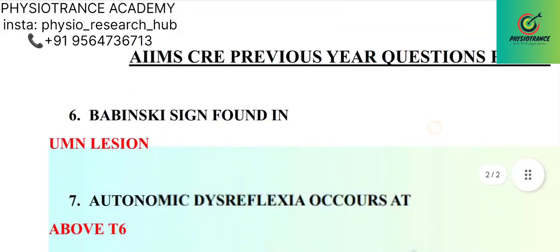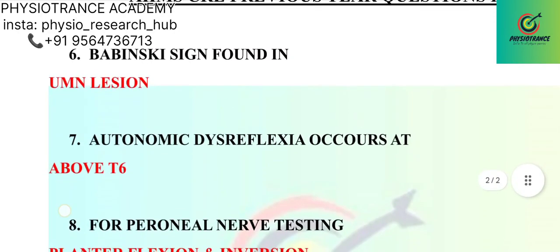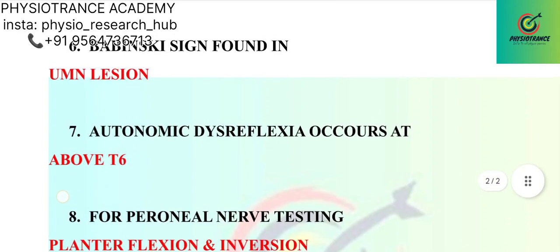Second part questions. First one is Babinski sign. We can find Babinski sign in an upper motor neuron lesion such as stroke. Then autonomic dysreflexia occurs in spinal cord injury, when the injury at the spinal level is above T6.